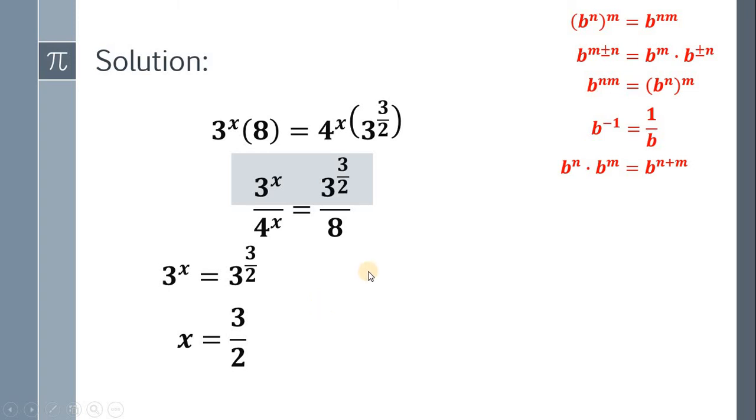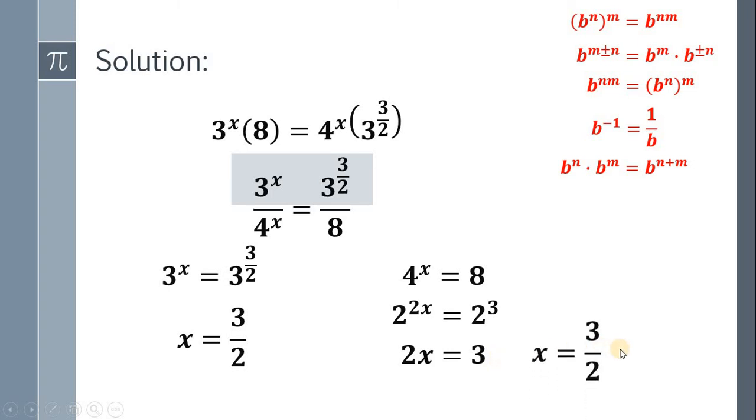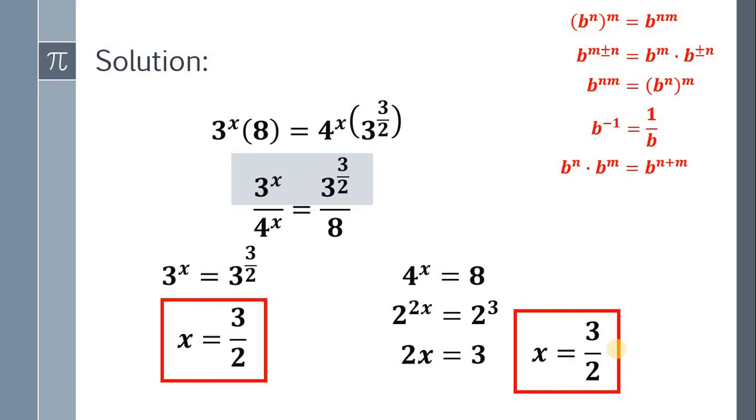Now, let's see if we get the same thing on the denominator. So we set 4 raised to x equals 8. Now, 4 can be written as 2 raised to 2 and 8 can be written as 2 raised to 3. So we have 2 raised to 2x equals 2 raised to 3. Now, since they have the same base, it follows that their exponents must be equal. So we have 2x equals 3. Divide both sides by 2 and we get x equals 3 over 2. Therefore, the value of x is simply 3 over 2. And we're done.